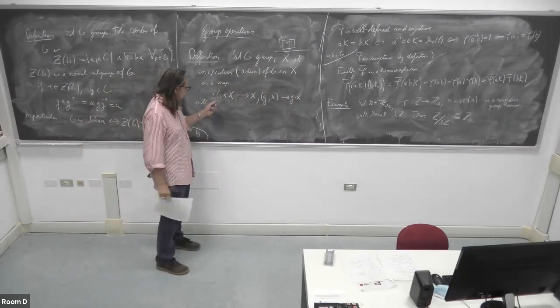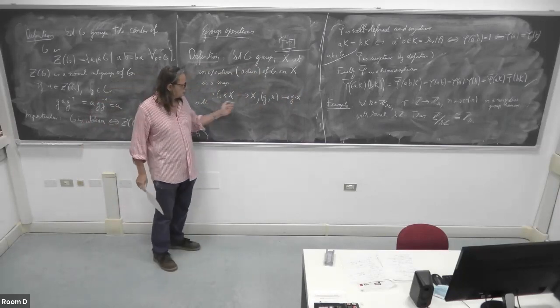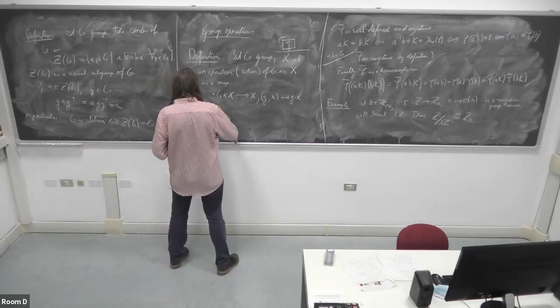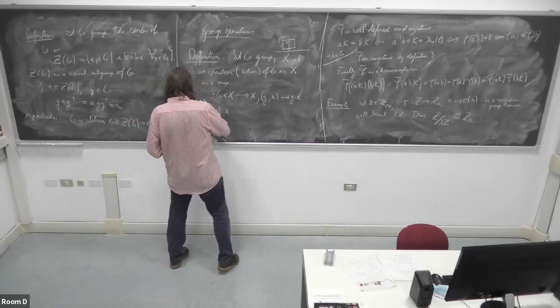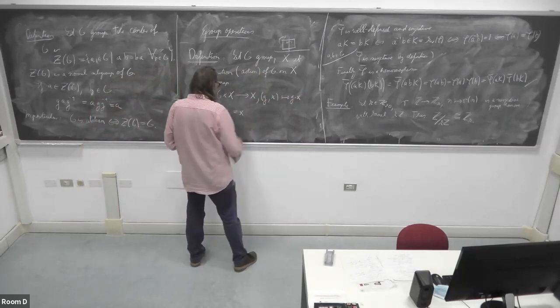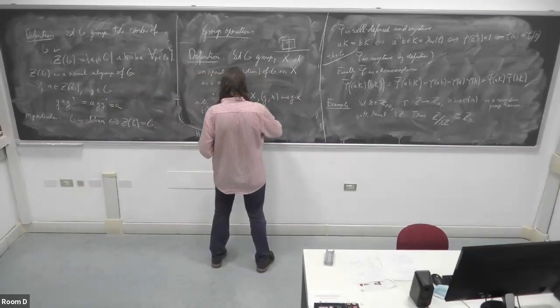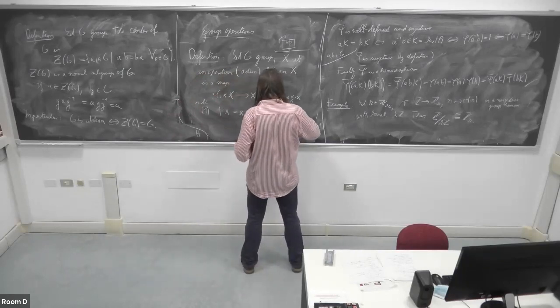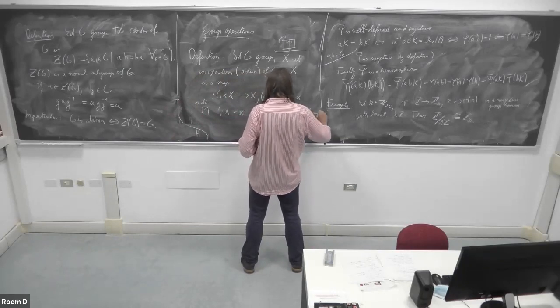First, the identity element 1 in G shouldn't do anything. Every element is sent to itself. So 1 times X equals X for all X in X. So identity.